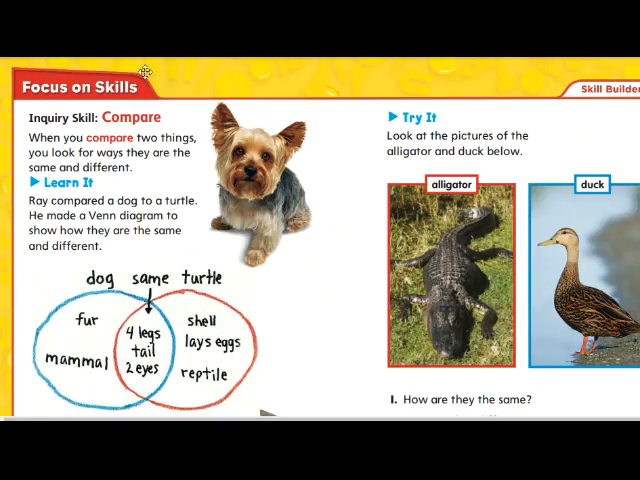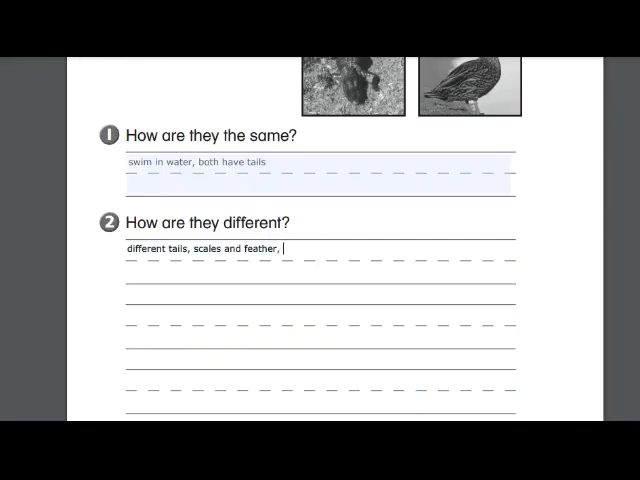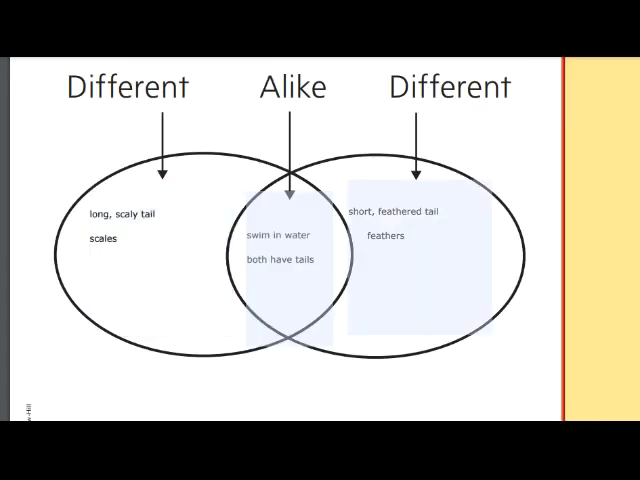All right, let's think of one more difference together. Let's look at those pictures again. Look at the legs. How many legs does the alligator have? How many legs does the duck have? That's a difference, right? So we could write 2 legs and 4 legs. Now, which one has 4 legs, the alligator or the duck? The alligator, right? And then our duck only has 2 legs.